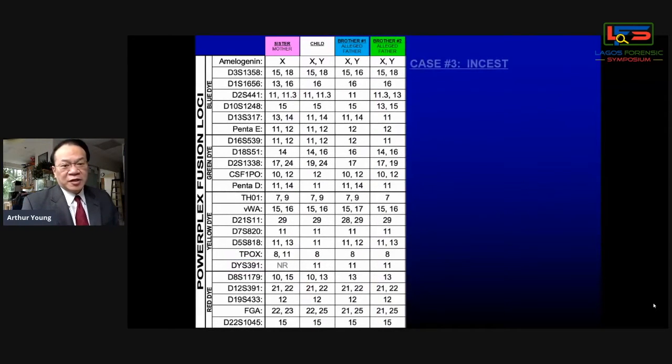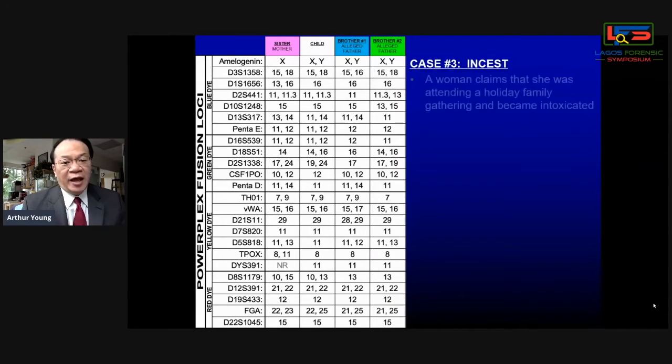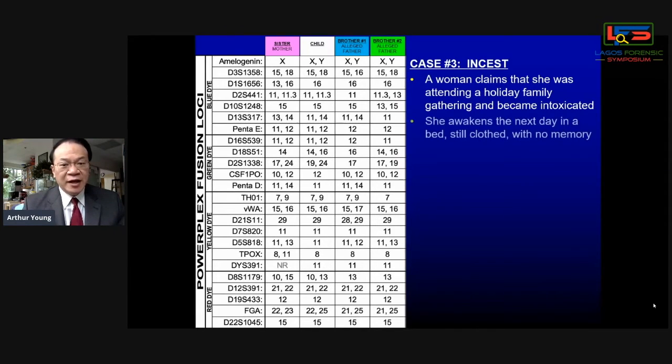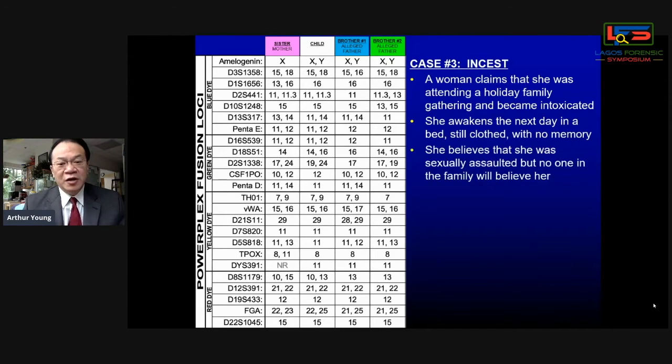So let's consider another case. This is an incest case. And here we had a woman who claims that she was attending a family gathering for the holidays, and she became intoxicated. She awakens the next day in bed, still clothed, but with no particular memory of how she got there. She believes that she was sexually assaulted, but no one in the family will believe her. So 2 months later, however, she learns that she's pregnant.